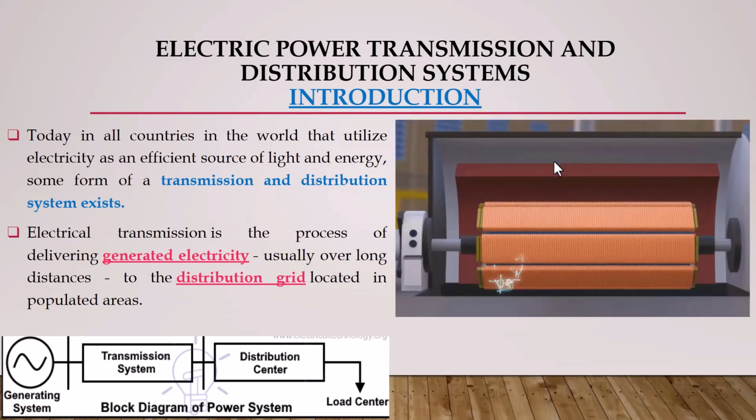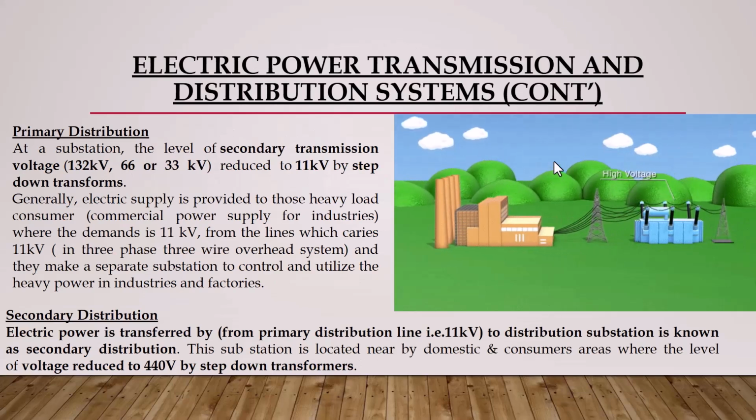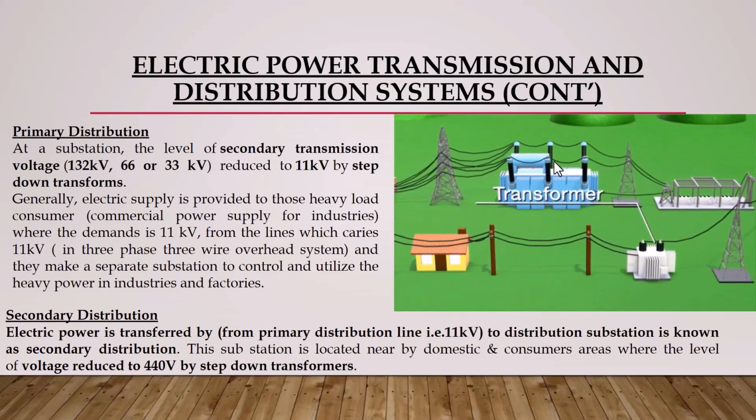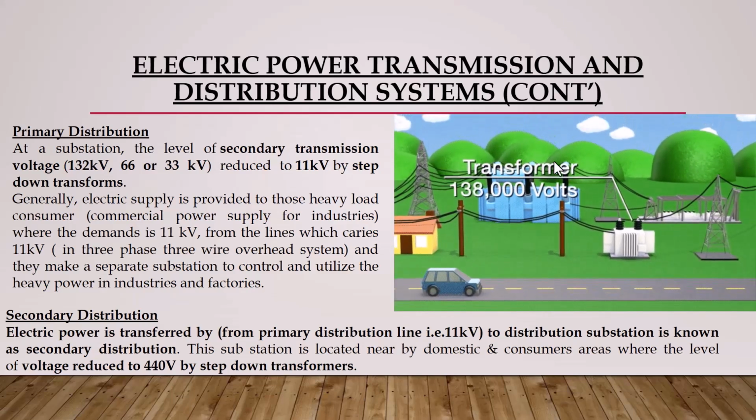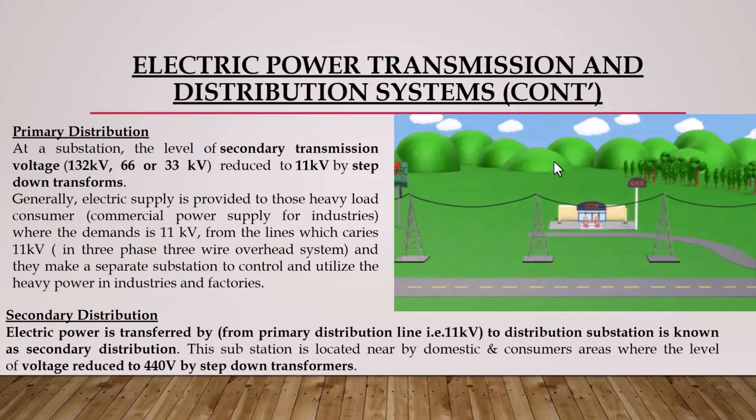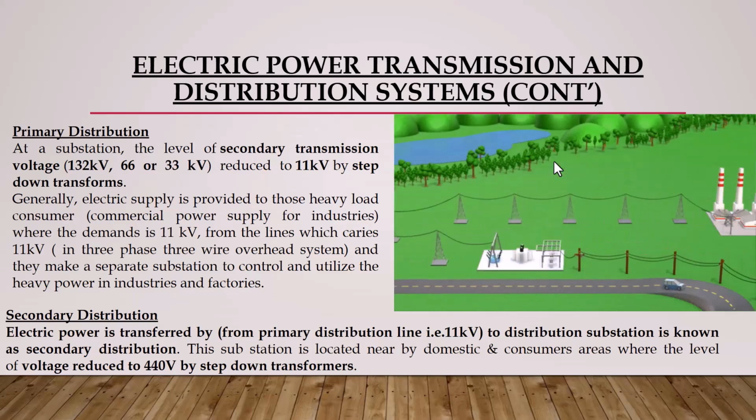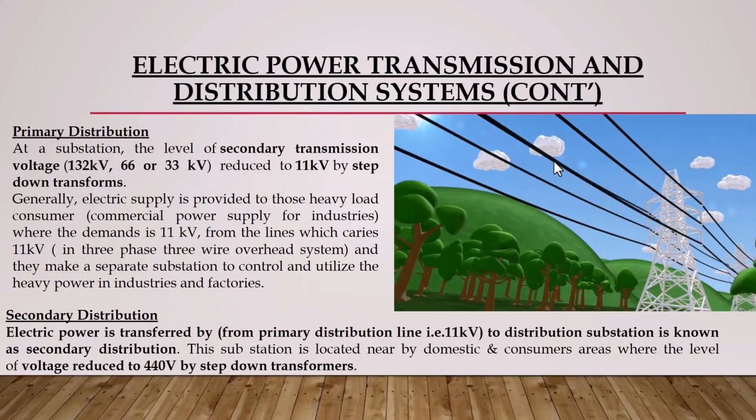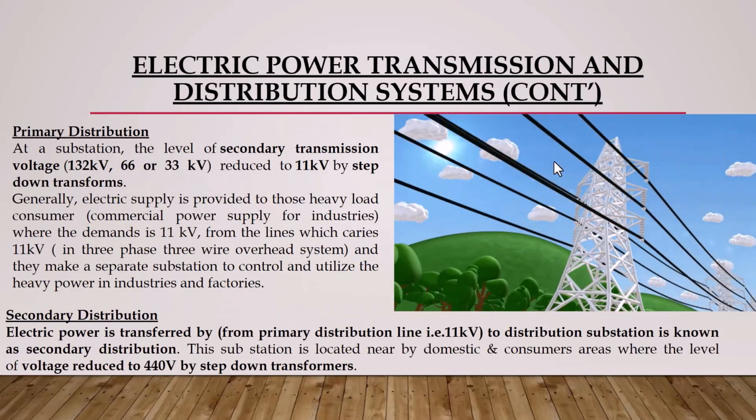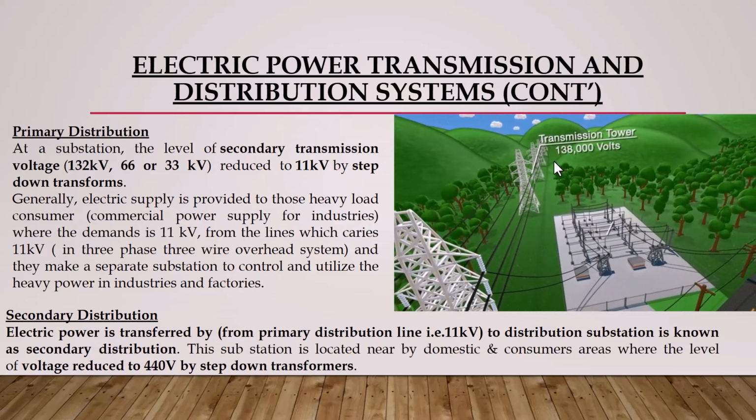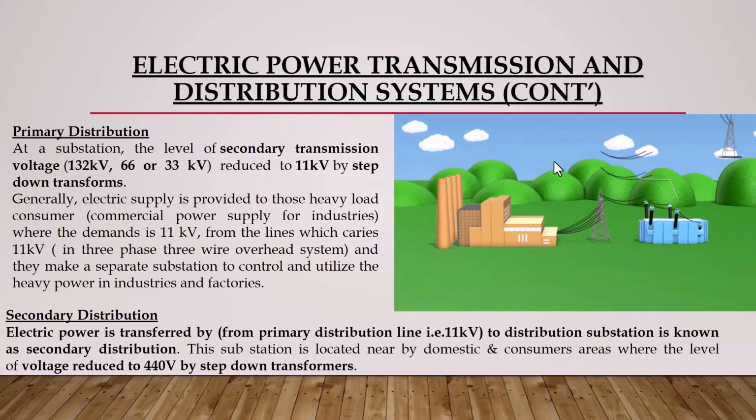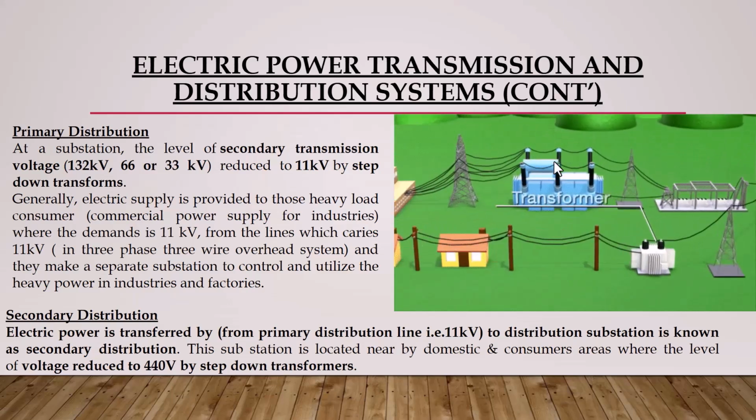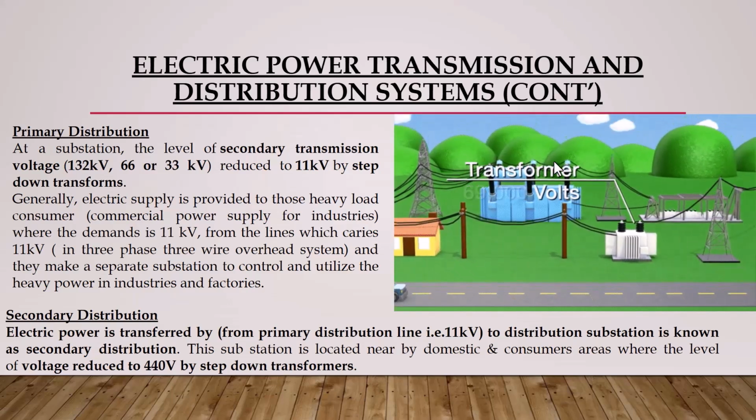The operation of transmission and distribution system in a power grid isn't just about flipping a switch and keeping the lights on. It involves a complex sequence of planning, monitoring, decision making, and post analysis that unfolds across different time scales. These time scales reflect how far in advance we are looking and what type of operational decisions are being made. The first stage is called the operational planning phase, and it can start several years in advance, going all the way up to a few days before actual operation.